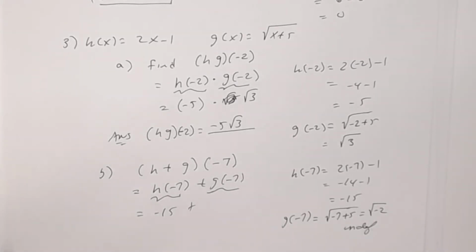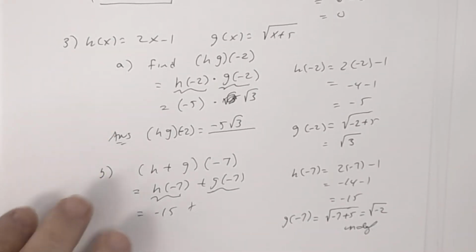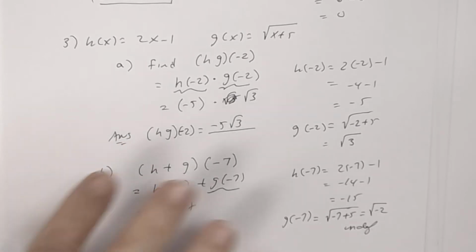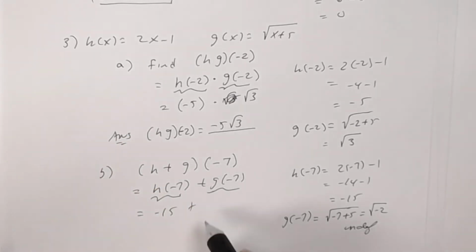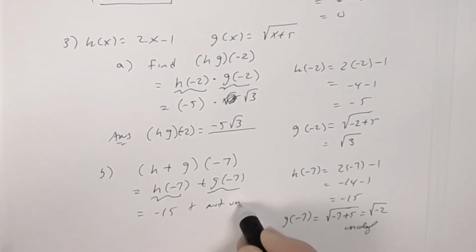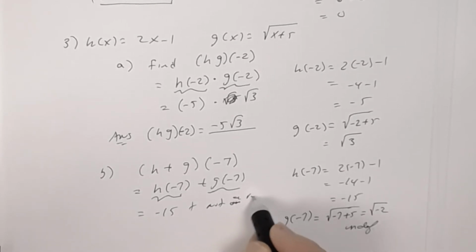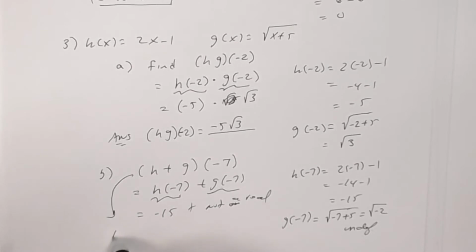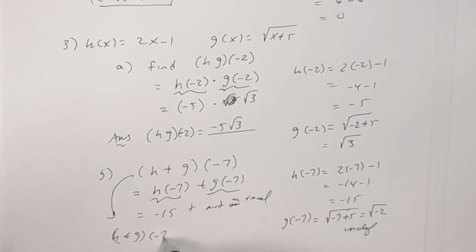Now, you may say, well, isn't that an imaginary number? Yeah, but when we're talking about functions, remember, we're talking about these being real numbers. All right, so this is not a real number right here, right? So this right here is not a real number. So we say that h plus g at negative 7.